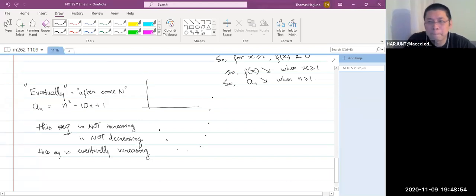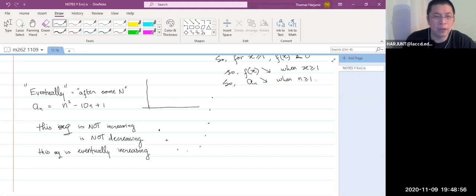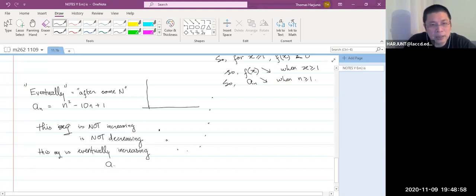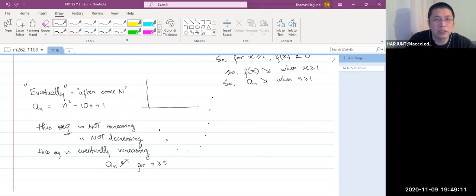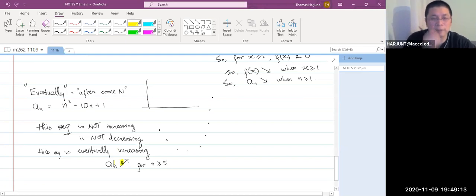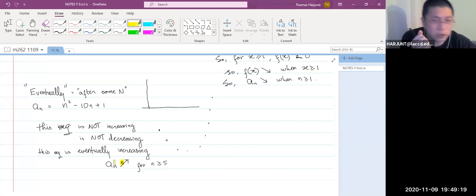Are you with me? In fact, we can say a sub n is increasing, eventually increasing for n at least 5. Now, this is my notation for eventually increasing. That's my notation. It's not in the book.